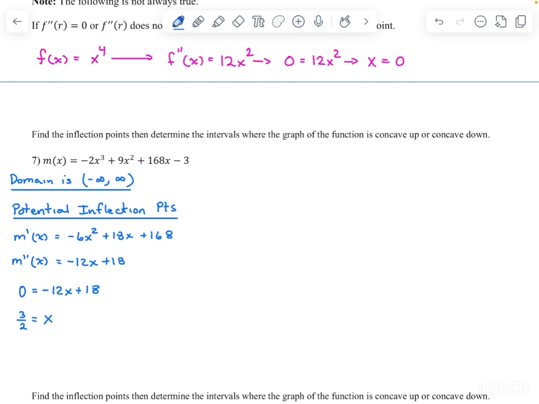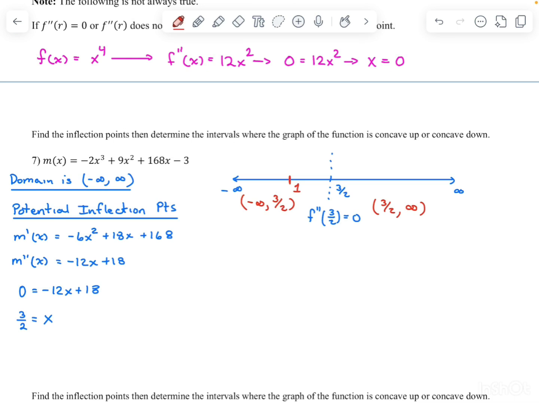However, we will not know until we determine if the second derivative changes signs at x is equal to 3 halves. So to do that, I'm going to create a number line. On this number line, I'm going to place the potential inflection point, and we know that the second derivative at 3 halves is equal to 0. So there are two intervals to test. The first interval is where x is less than 3 halves, and the second interval is where x is greater than 3 halves.